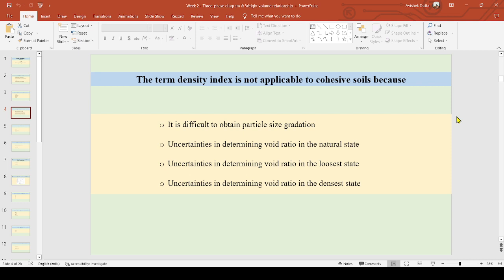I'll repeat the question. The term density index is not applicable to cohesive soils because. Option 1, it is difficult to obtain particle size gradation. Option 2, uncertainties in determining void ratio in the natural state. Option 3, uncertainties in determining void ratio in the loosest state. Option 4, uncertainties in determining void ratio in the densest state.